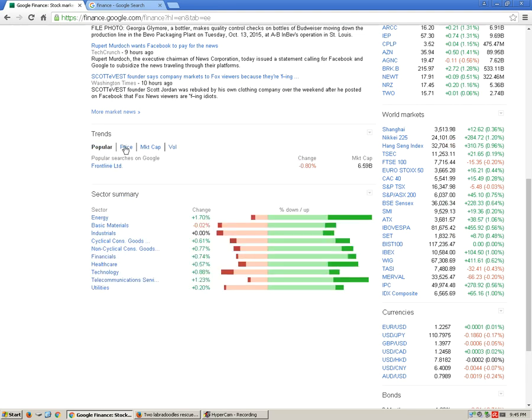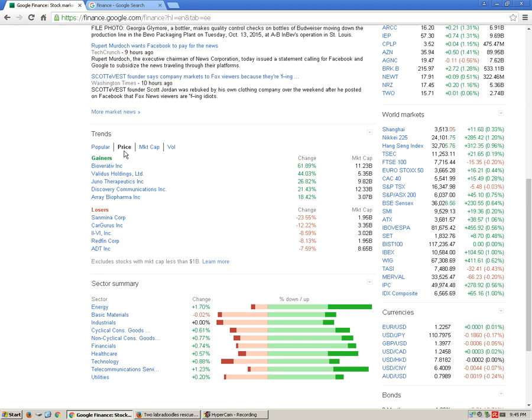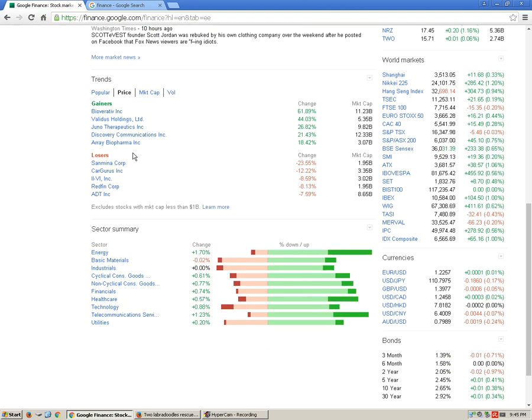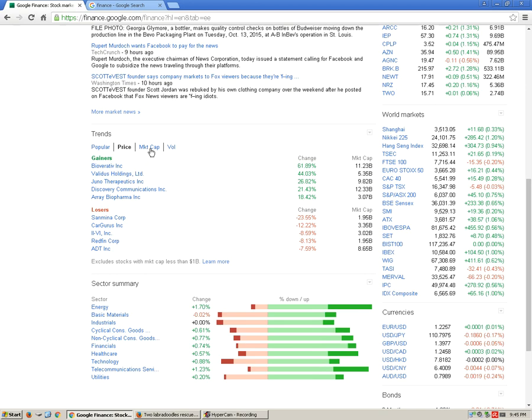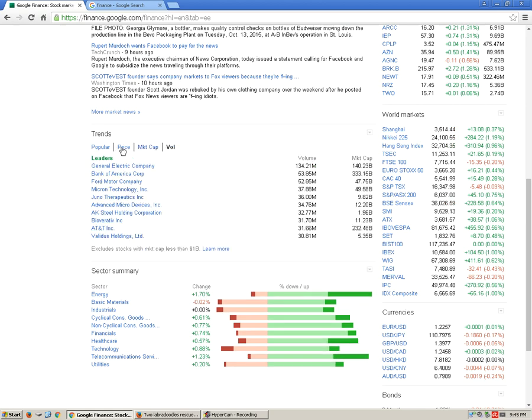Well, that doesn't seem to be working. Price. It's pretty common that things stop working on Google Finance. It happens all the time. It's a Google thing. And you can see what did really well in price and what did really poorly today. Market capitalization, same thing, and volume.